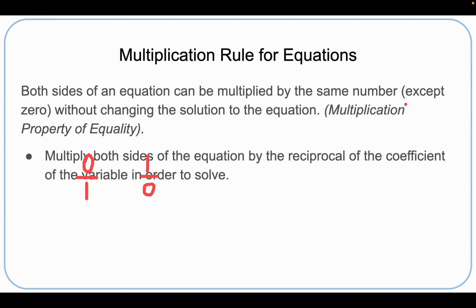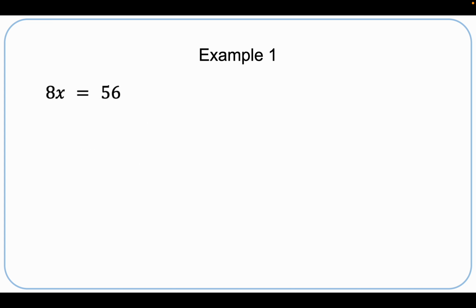Let me get rid of that. Okay. So when we're using this, we're going to multiply both sides of the equation by the reciprocal of the coefficient of the variable in order to solve. So that might sound very wordy, but we'll see when we get into practice here. So here's our first one, 8x equals 56. So that means 8 times something equals 56.